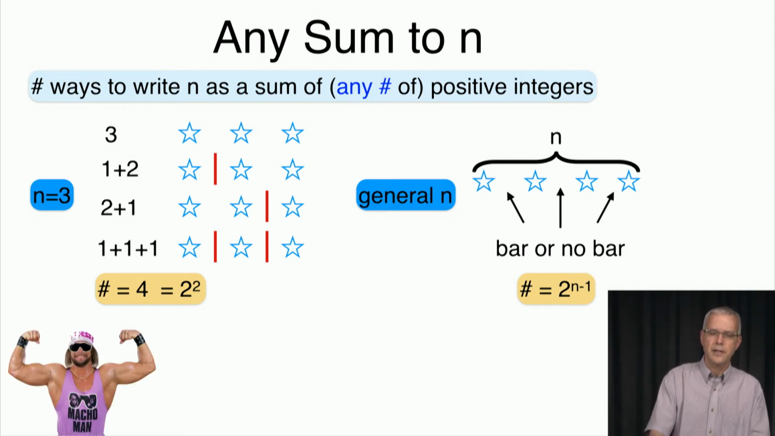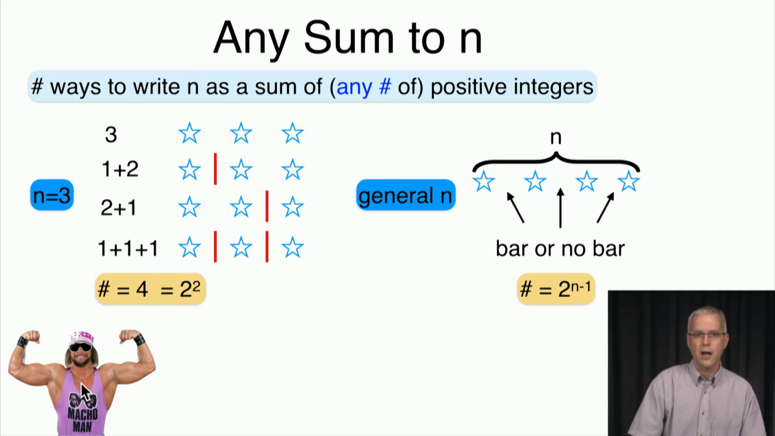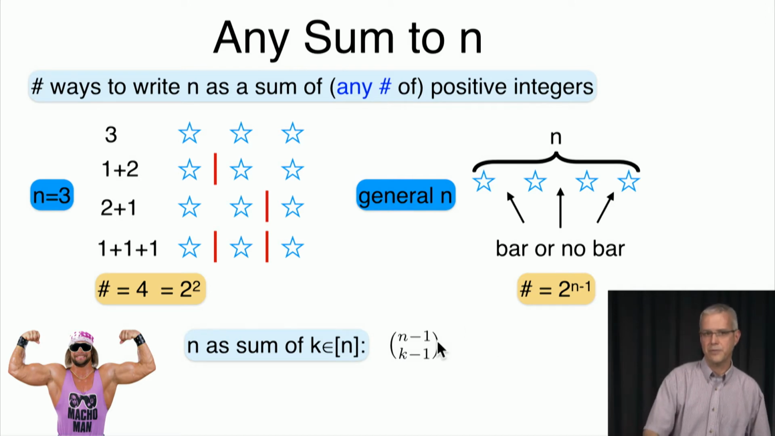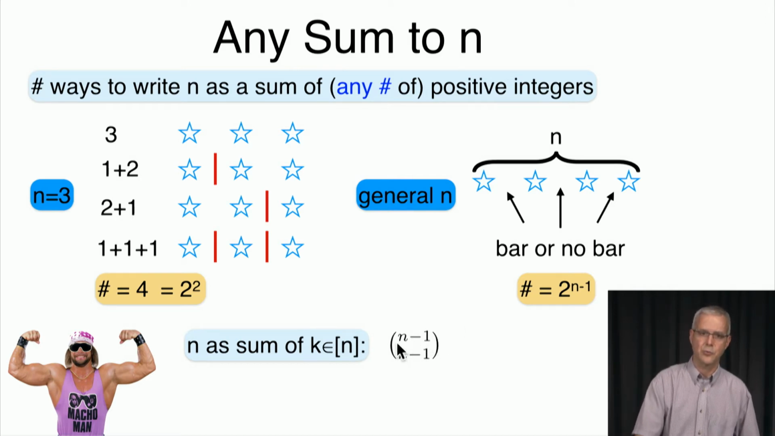Okay, and you could have gotten this number like we did here, or you could be a little bit more macho if you wanted, and you could say, okay, this is the number of ways to write n as the sum of any number of positive integers. So I could see how many ways I can write it as the sum of one integer, two integers, and so on. So we can write n as a sum of k integers, where k goes from 1 up to n. And we know from the previous slide that the number of ways to write it as a sum of k integers is n minus 1 choose k minus 1.